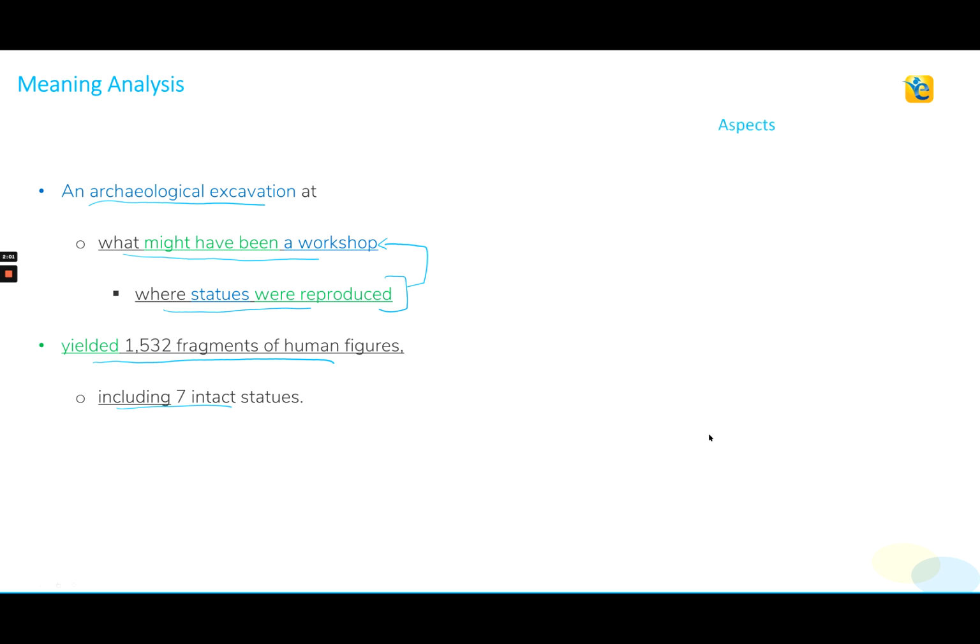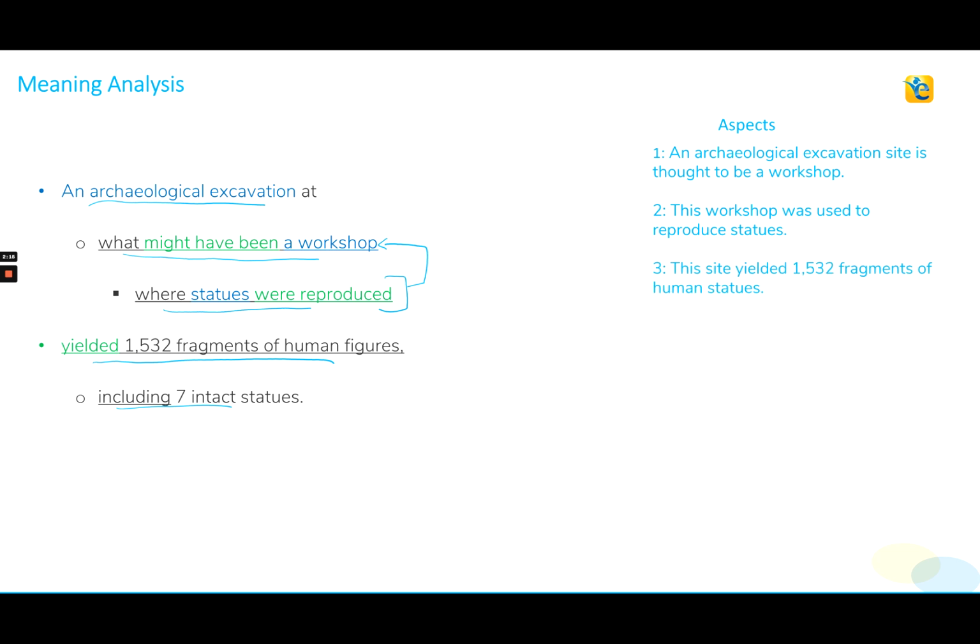So, to sum it up, my sentence is saying that an archaeological excavation site is thought to be a workshop, nothing for sure, it is just a probability here. This workshop was used to reproduce statues. This site, which is thought to be a workshop, yielded or produced 1532 fragments of human statues, and these fragments include 7 complete statues. It is this aspect that bewilders me, because 1532 fragments means pieces, right? So if this site yielded 1532 pieces of human figures, how can these figures include 7 intact statues?